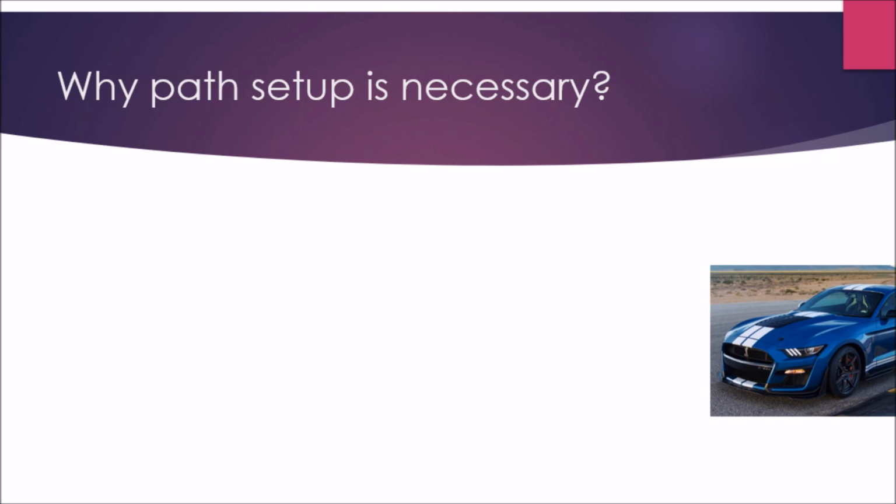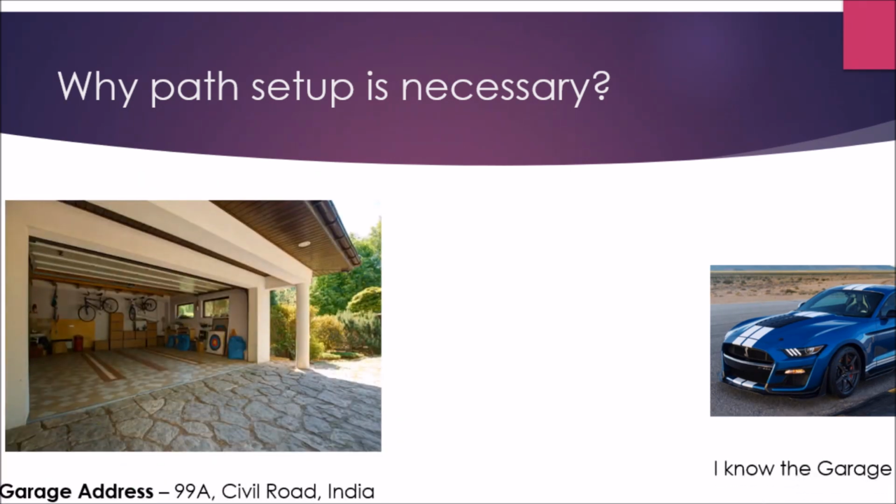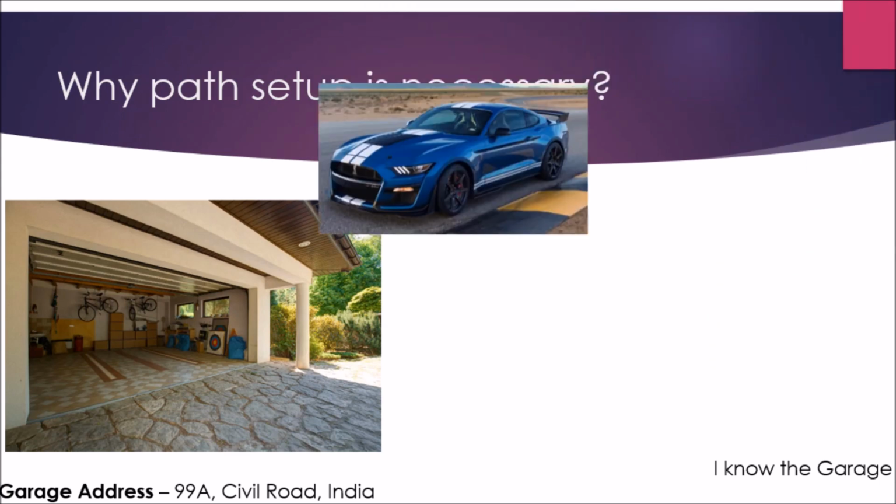So we set up the path of the JDK until the bin folder in the environment variables of the operating system. So why was that necessary? Let's take a simple example. You have a fabulous car, but it is broken. So you must go to a garage to access the tools to fix the car. But to access those tools, you must know the address of the garage, right? If I know the address of the garage, I can simply access the tools and fix my car.